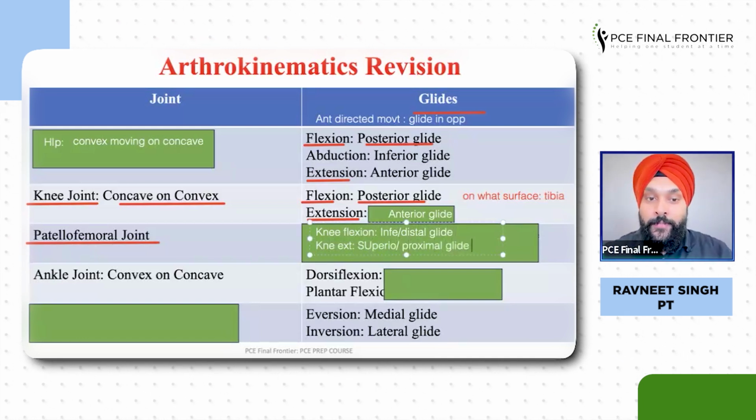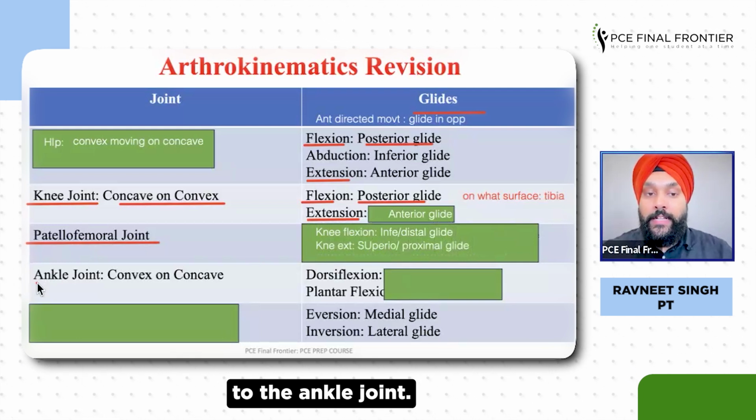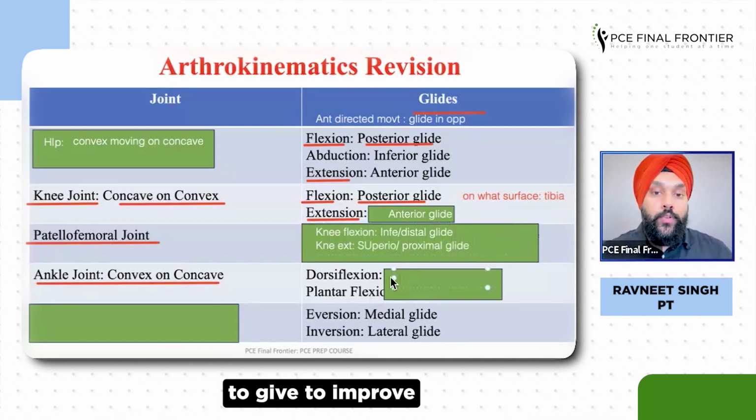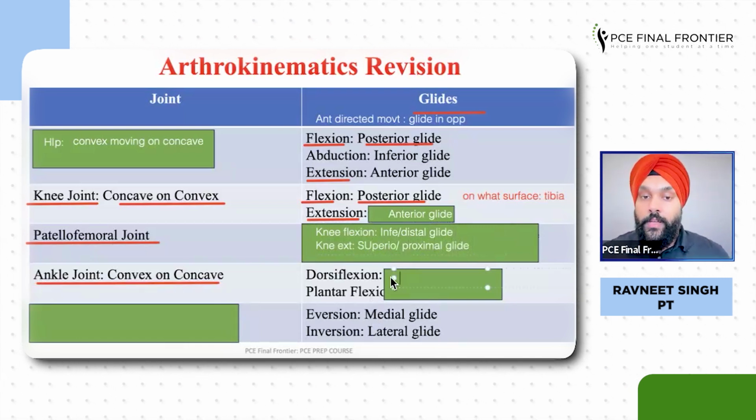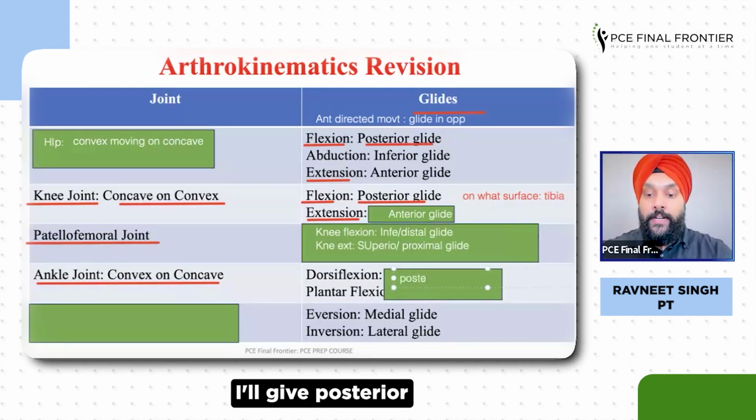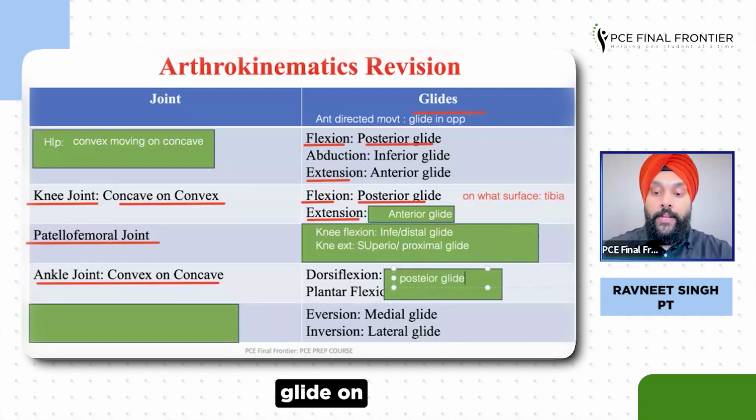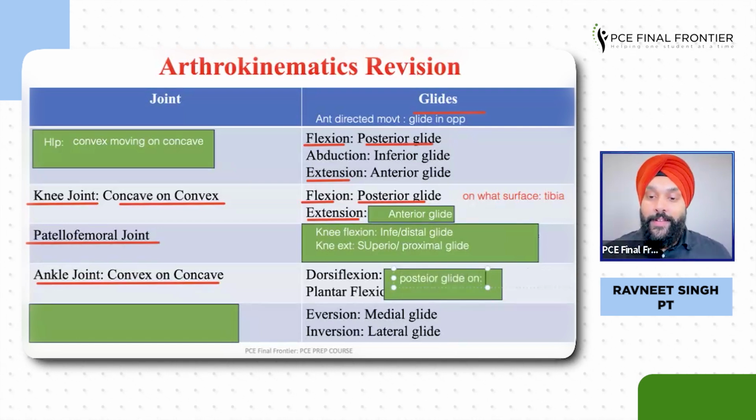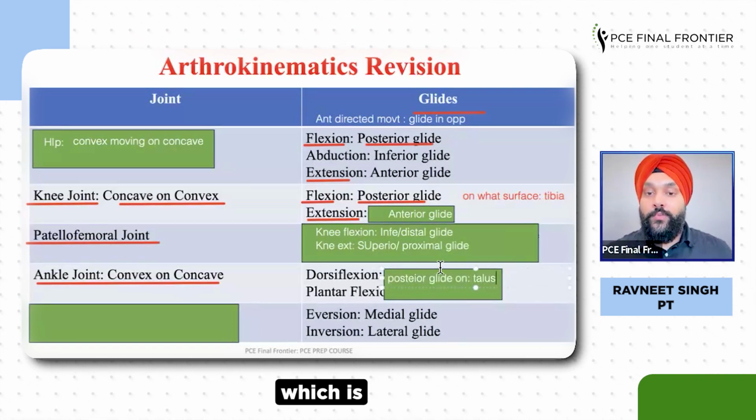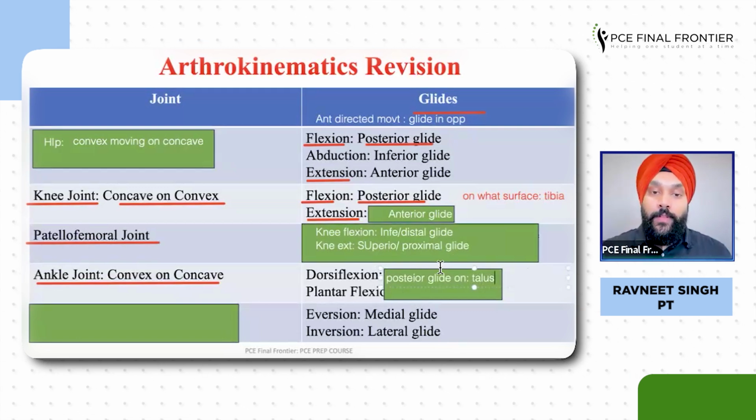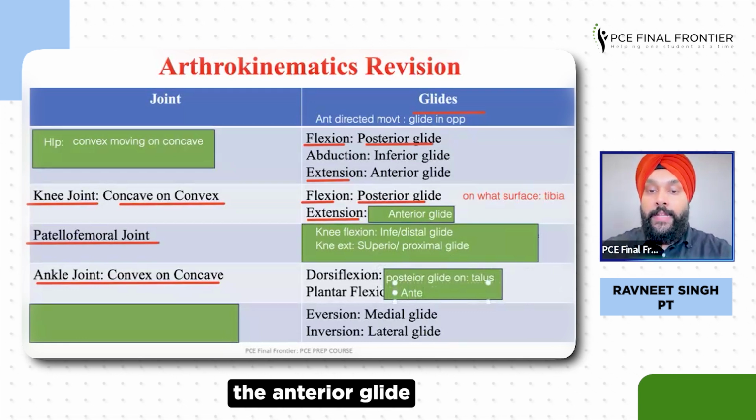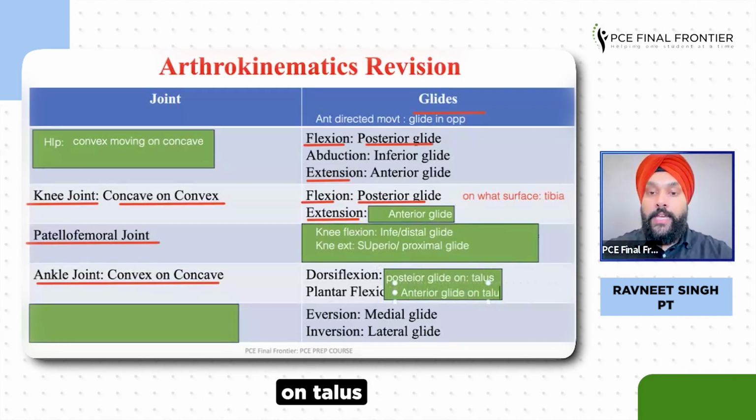Great work, everyone. Okay, moving on very quickly to the ankle joint. Now the ankle joint is convex moving on concave. So what glide do you want me to give to improve dorsiflexion? For dorsiflexion, I'll give posterior glide on talus. Very good. Because it's the talus which is moving on the tibia, right? And for plantar flexion, I'm definitely going to go with the anterior glide on talus.